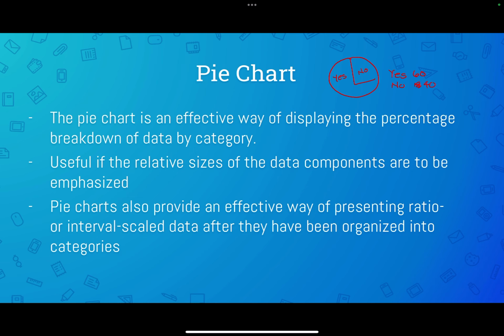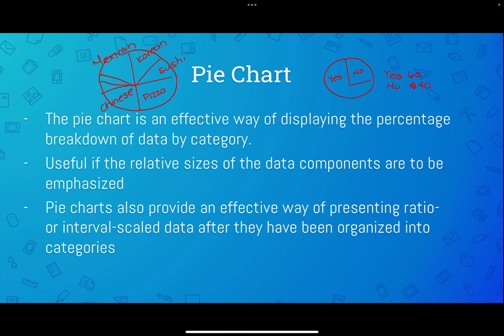But if we are talking about, I don't know, categories, what is your favorite food? And we have seven different categories. That is interesting. This could be pizza, this could be sushi, this could be, I don't know, Korean, Chinese, Mexican, whatever. There we can see very well that, for example, pizza is the most favorite, right? Pizza and then Chinese, maybe. So sometimes pie charts are super boring. Here I have some examples of it.